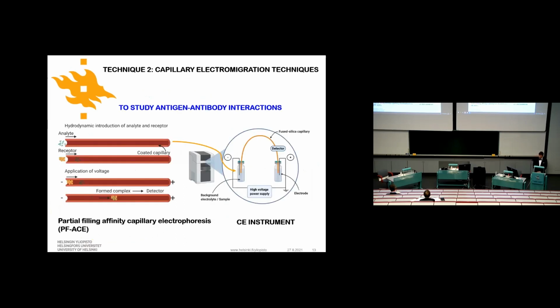Now, to study interactions between antibodies and antigens, such as lipoproteins, we utilize capillary electrophoresis. One of the sub-techniques of capillary electrophoresis is called partial filling affinity capillary electrophoresis. In this technique, we hydrodynamically introduce the samples, first the analyte into the capillary, followed by the receptor. By applying voltage, these two particles migrate and form a complex. And with this complex migration, we can then deduce the affinity information.